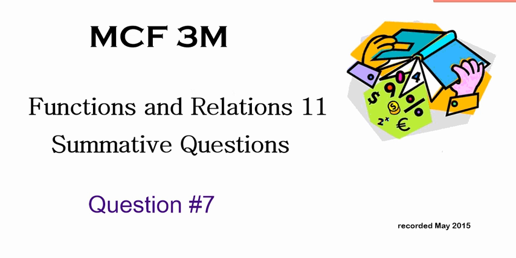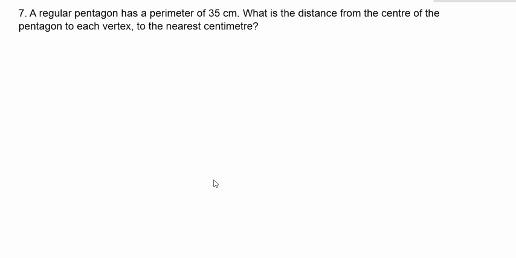This video is for grade 11 students in functions and relations who are working on the summative. It is question number 7. A regular pentagon has a perimeter of 35 centimeters. What is the distance from the center of the pentagon to each vertex to the nearest centimeter?